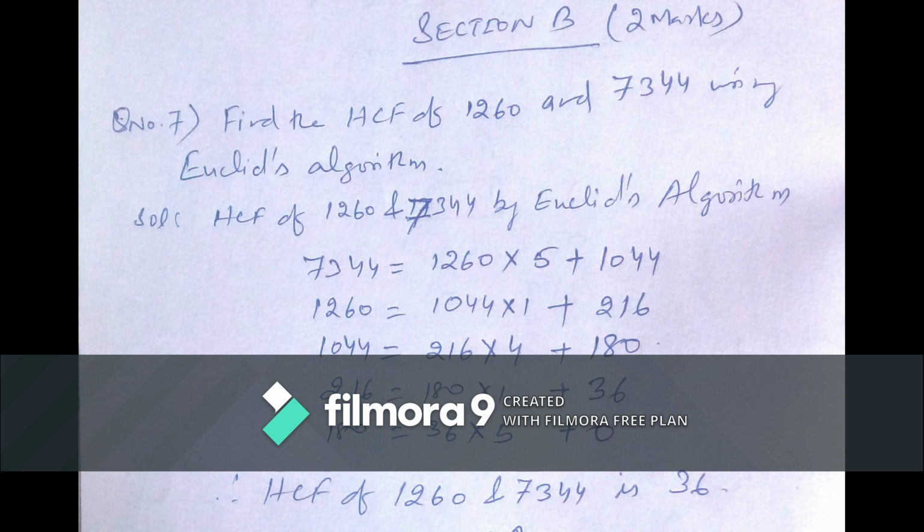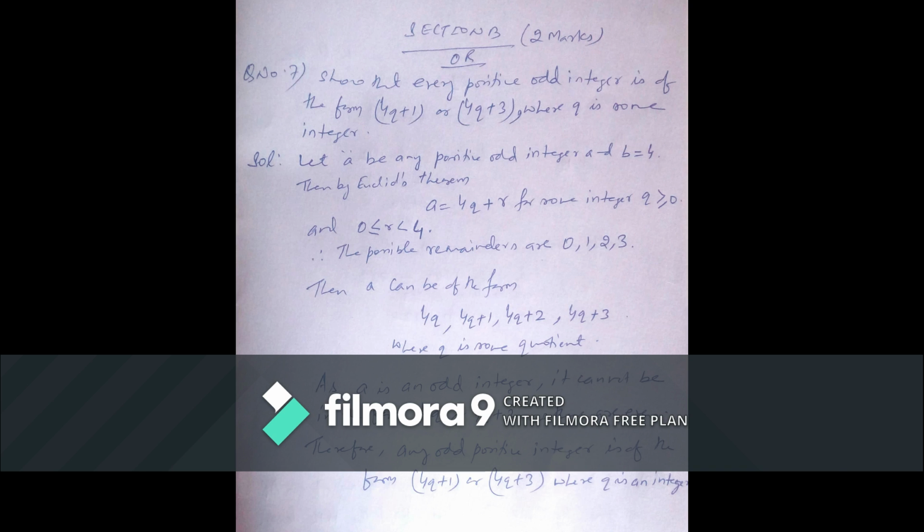So 216 now again we will be dividing with 180, which was the remainder in the previous step. So 180 into 1 plus 36 we got. And then 180 we are dividing by 36. So we are getting 36 into 5 plus 0. So the HCF we got is 36. Okay, right. So in this way we will be able to find the HCF of 2 numbers.